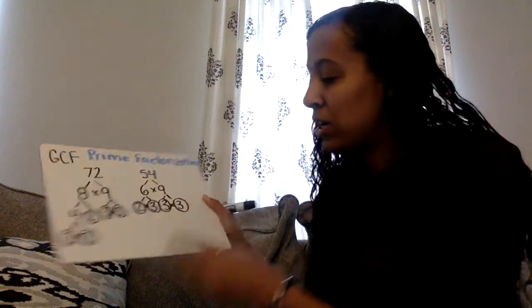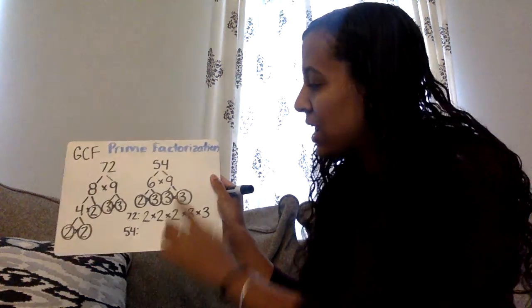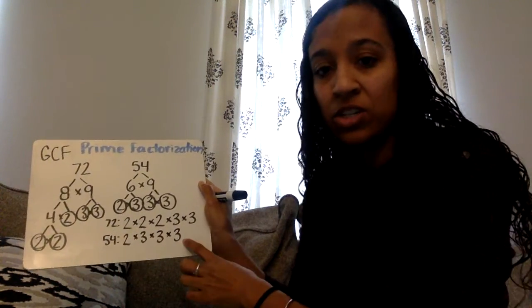Here's step 2. I'm going to list my prime factors of 72 and my prime factors of 54, one on top of the other. So 72 is 2 times 2 times 2 times 3 times 3. And 54 is 2 times 3 times 3 times 3. So I listed my prime factorization of each.